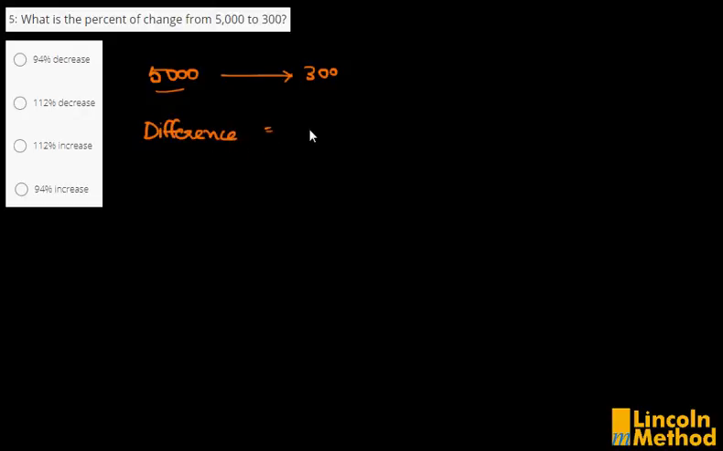So difference equals, if we subtract 5,000 from 300, if we subtract 300 from 5,000, I got it wrong. 5,000 minus 300, what we get is 4,700. Now since it's decreasing, the difference is negative 4,700. So we have the difference, and we started off with 5,000 and it later decreased to 300.